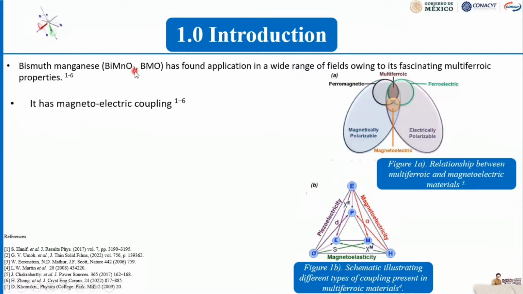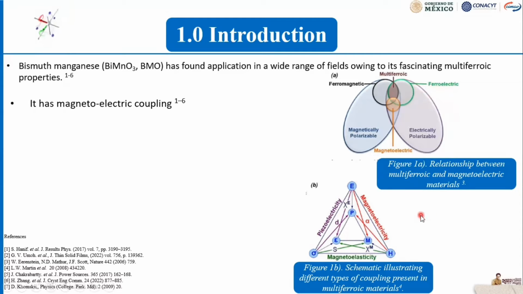Introduction. Bismuth manganese oxide has found application in a wide variety of fields owing to its fascinating multiferroic properties. Figure 1a shows the relationship between the multiferroic and magnetoelectric material. When we talk about the multiferroic, it possesses two or more ferroic orders, like ferromagnetism, ferroelectricity or ferroelasticity, occurring in the same phase.